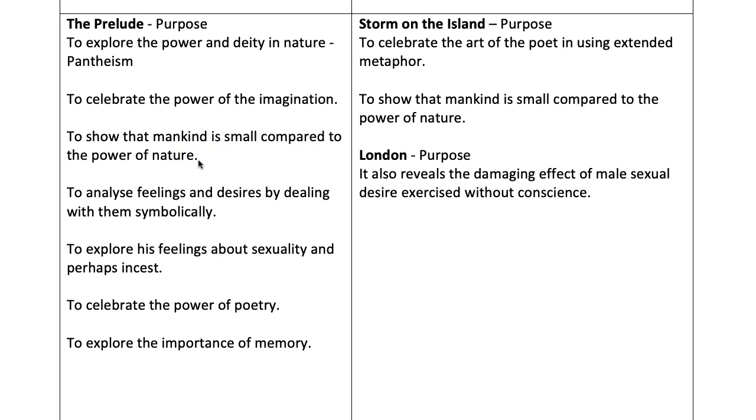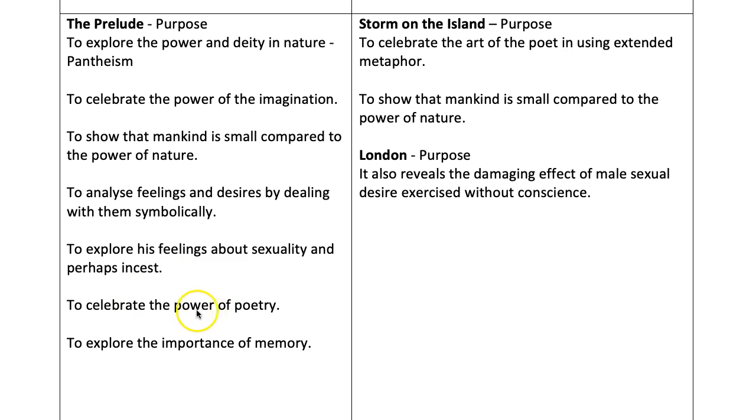This little figure of him in the boat as a young boy, suddenly feeling terrified of nature and what it might signify. It's a poem written to analyse the feelings and desires of a young man by dealing with them symbolically. So everything in this poem acts as a symbol of something else. To explore his feelings about sexuality and perhaps incest. This interpretation might shock you. You can ignore it if you're not interested in it, or go to my other videos if you're interested.